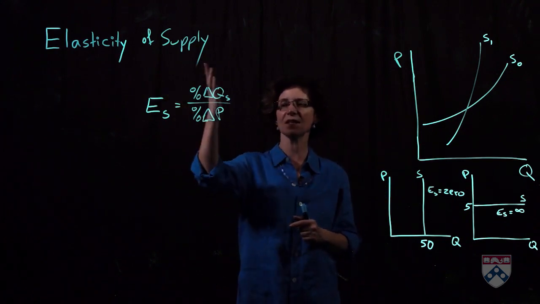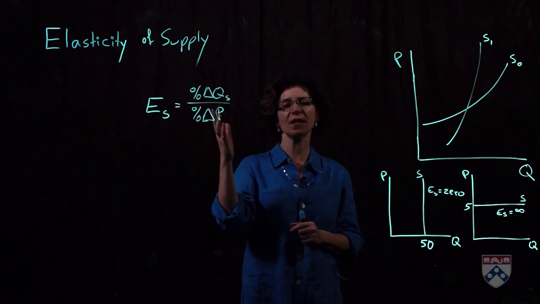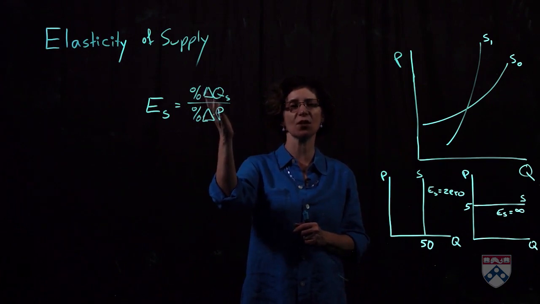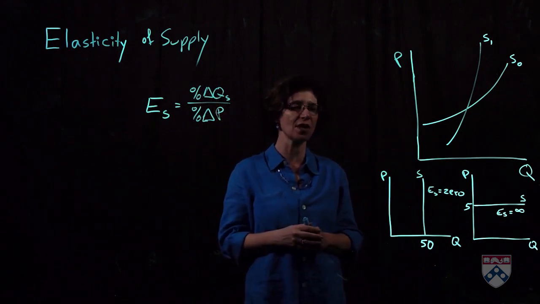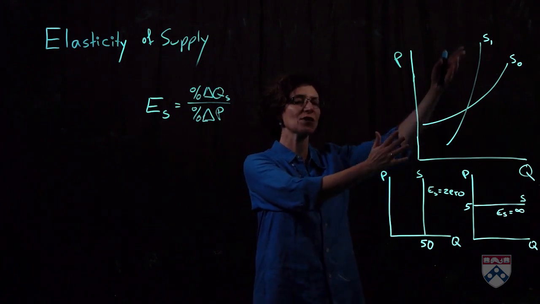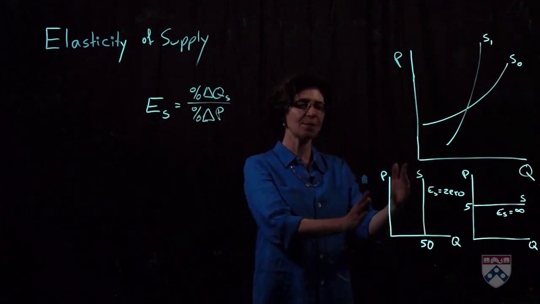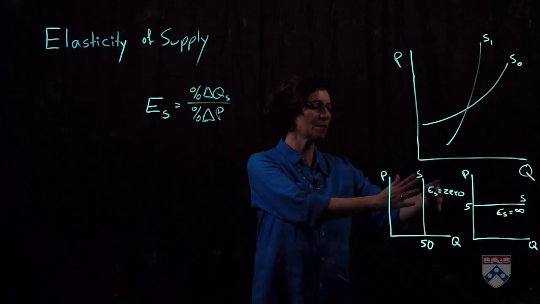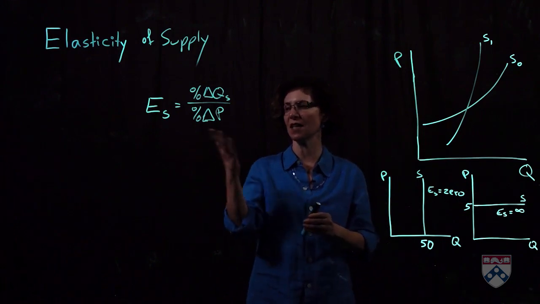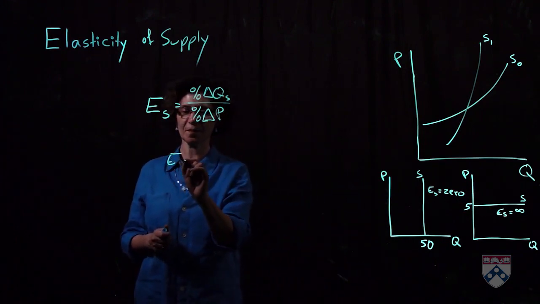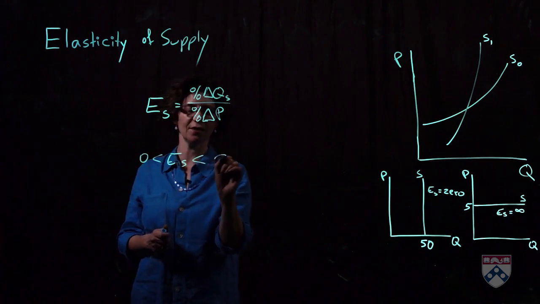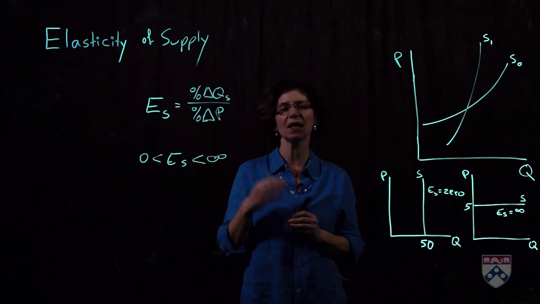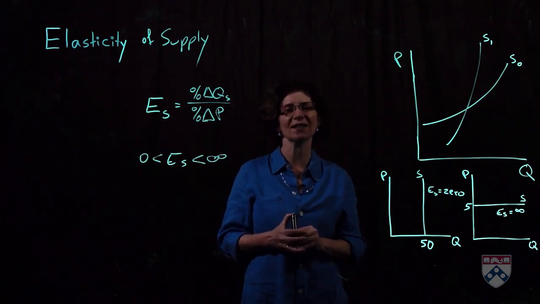So again, elasticity of supply looks at the responsiveness of the quantity supplied to the price. So it's the percentage change in quantity supplied over the percentage change in price. We're looking at how steep the supply curve is. The steeper it is, the closer the elasticity of supply is to 0. The less steep it is, the closer it is to infinity. So elasticity of supply is going to be between 0 and infinity. The closer it is to 0, the less elastic is the supply. The closer it is to infinity, the more elastic is the supply curve.